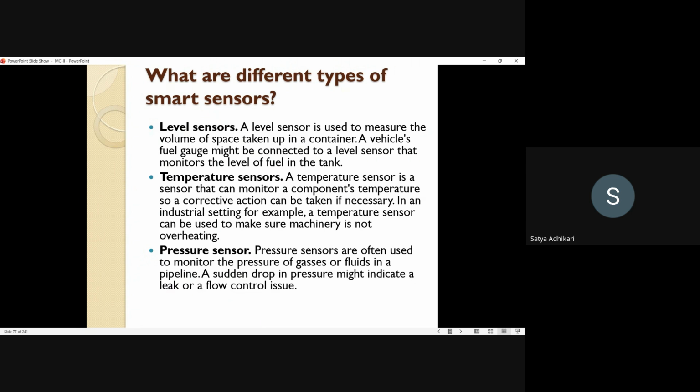Similarly, pressure sensors are often used to monitor the pressure of gases or fluid in a pipe or pipeline. A sudden drop in pressure might indicate a leak or a flow control issue. Suppose the pressure decreases, so it is assumed that there may be a leak or a flow control issue, and the necessary action will be taken.